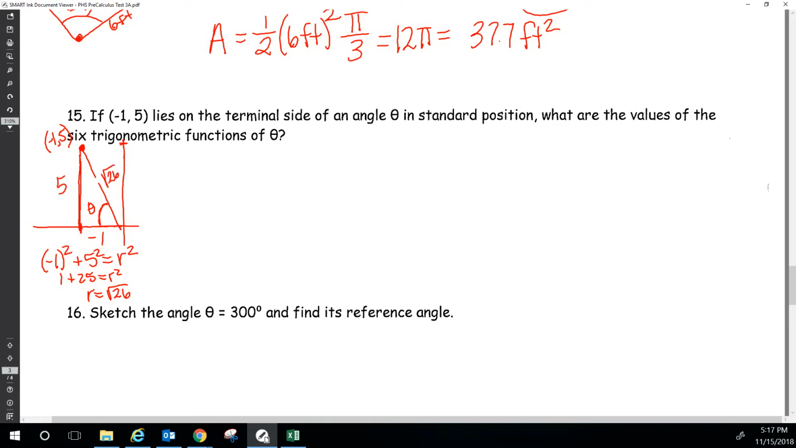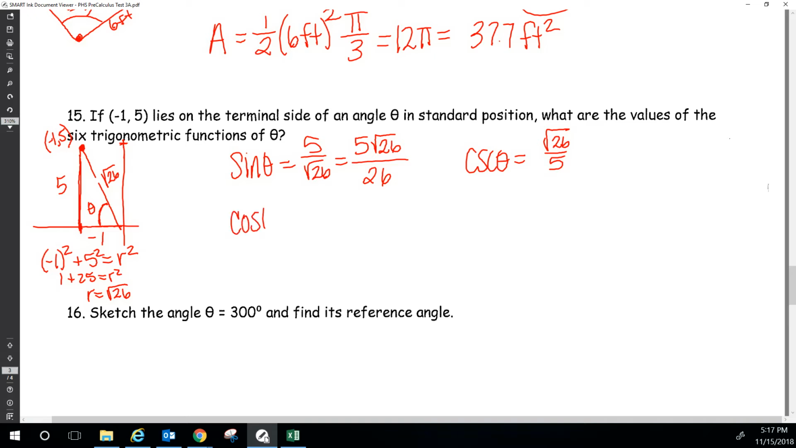All right, so for sine theta, that's going to be opposite over hypotenuse, or 5 over the square root of 26. Rationalizing the denominator, that's 5 times the square root of 26 over 26. Taking the reciprocal of this guy to find cosecant theta, I get the square root of 26 over 5. In other words, I took this guy and I flipped it.